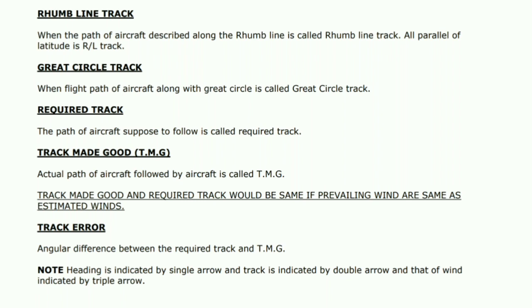Required track: the path an aircraft is supposed to follow is called required track. Track made good: the actual path followed by the aircraft is called track made good, or TMG. Track error: the angular difference between required track and track made good. Heading is indicated by a single arrow, track by a double arrow, and wind by a triple arrow.